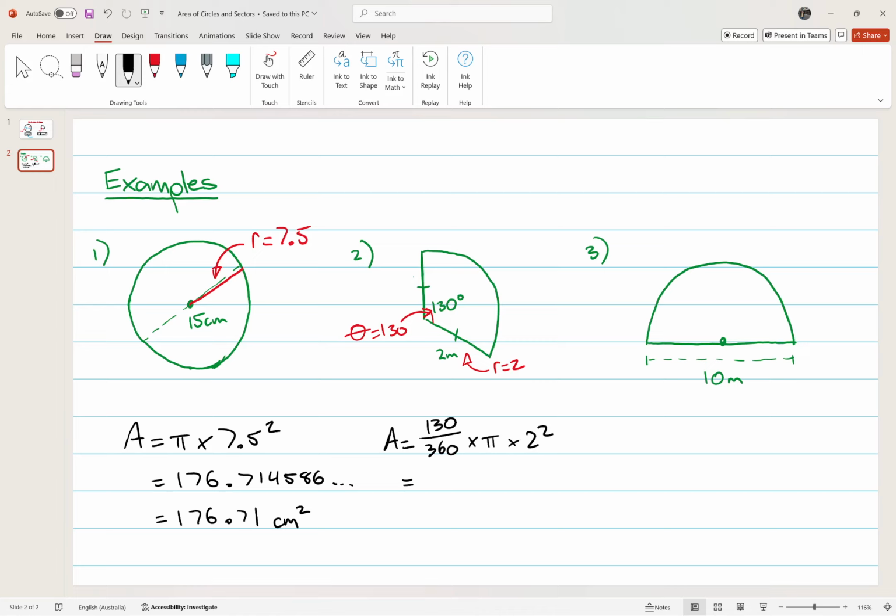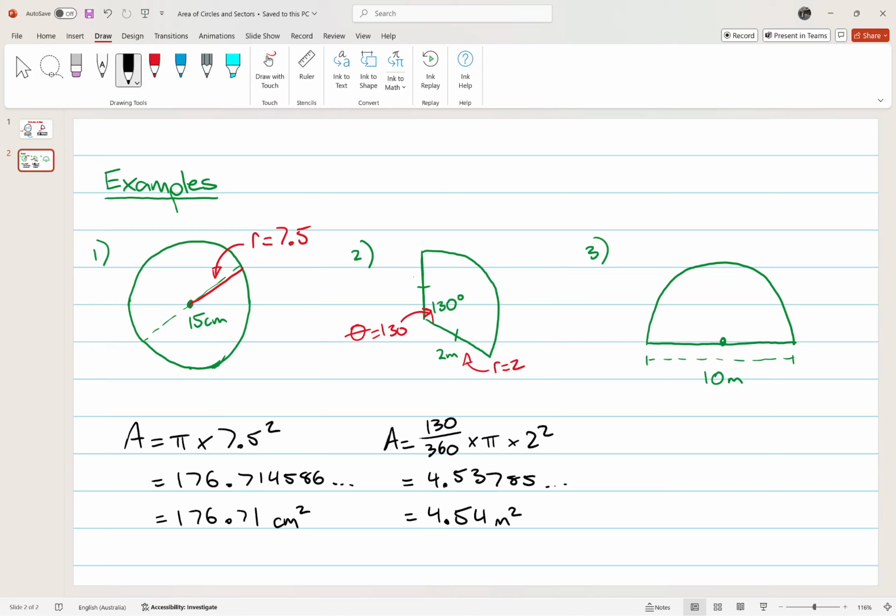Again, we can put this into our calculator: 130 over 360 times pi times 2 squared. This gives me 4.53785... And then to two decimal places, this would be 4.54 meters squared.